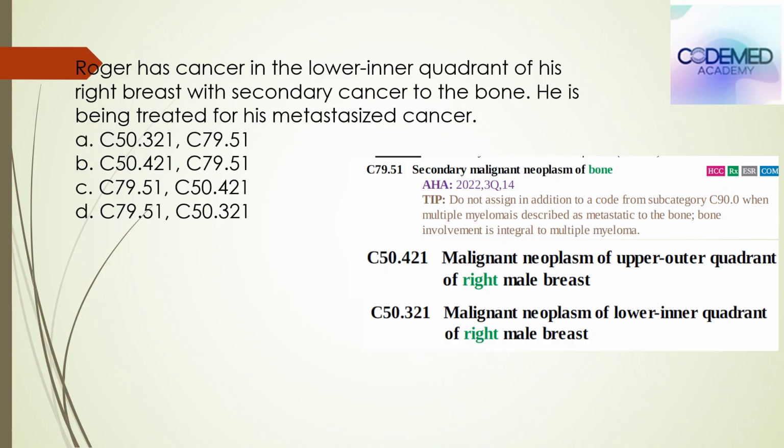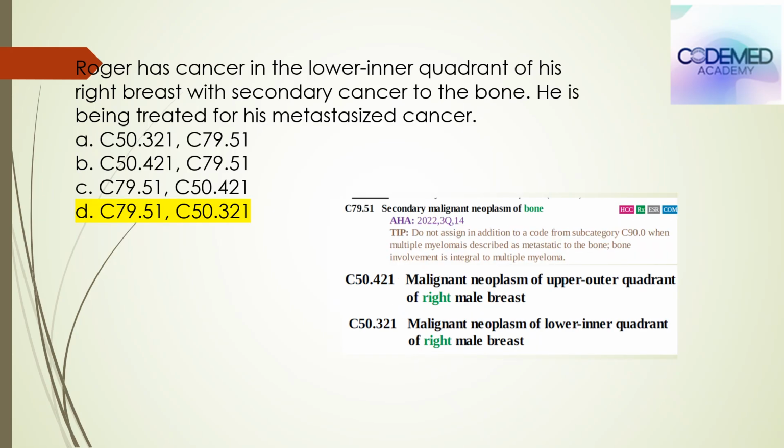Second question. Roger has a cancer in the lower inner quadrant of his right breast with a secondary cancer to the bone. He's been treated for his metastatic cancer. So what code will you write first? He has a primary cancer, he has a secondary cancer, and the treatment is directed towards the secondary cancer. So think and tell me the correct answer. Yes, D is the correct answer because here the treatment is directed toward the metastatic cancer.